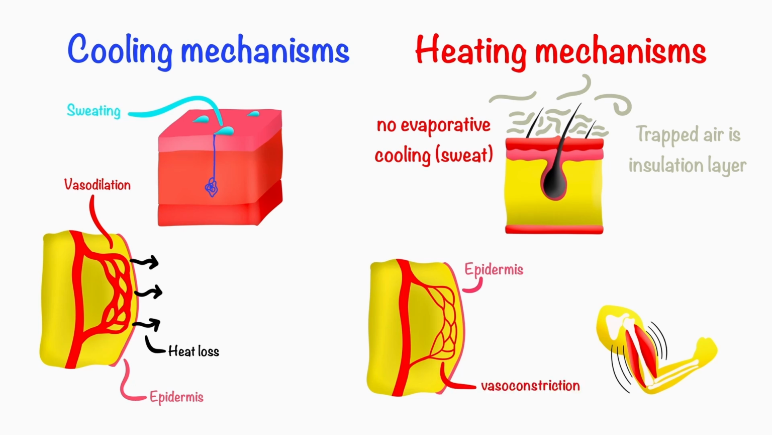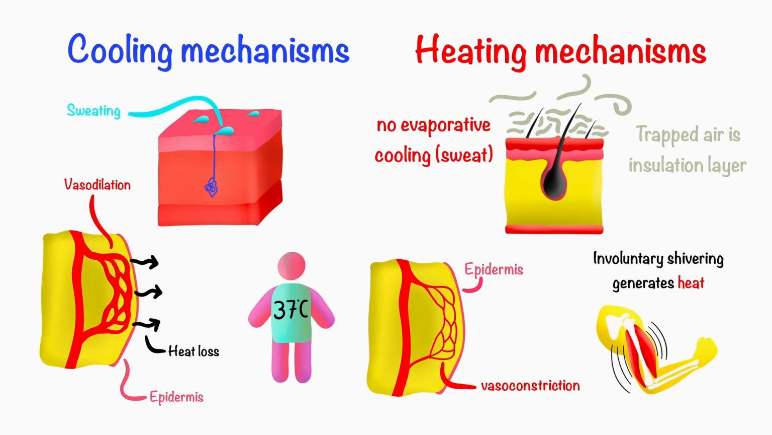Third, blood vessels supplying skin capillaries constrict, becoming narrower. This is called vasoconstriction. Vasoconstriction reduces blood flow to the skin surface. This minimizes heat loss and helps maintain the temperature of vital internal organs. Fourth, when you're very cold, your muscles contract rapidly and involuntarily in a process called shivering. This increased muscle activity generates heat through respiration, helping to warm the body.